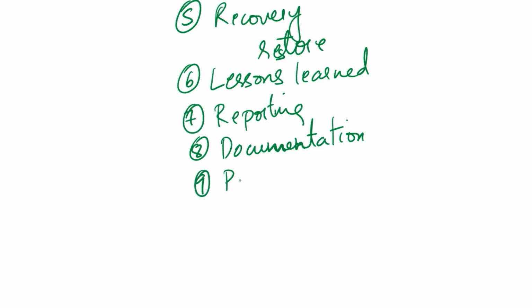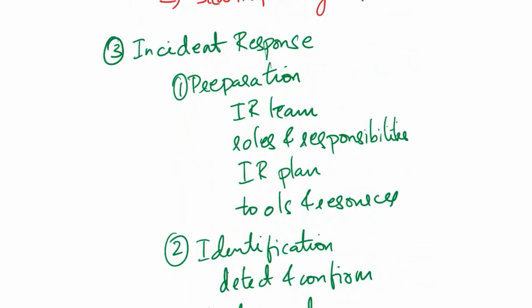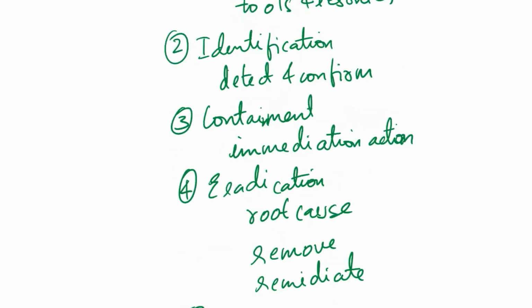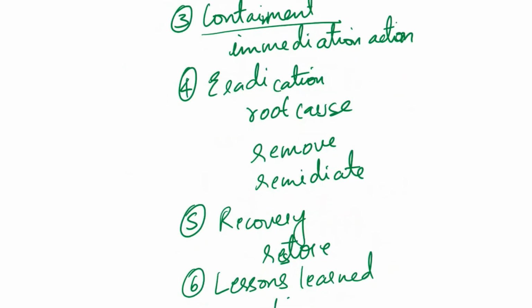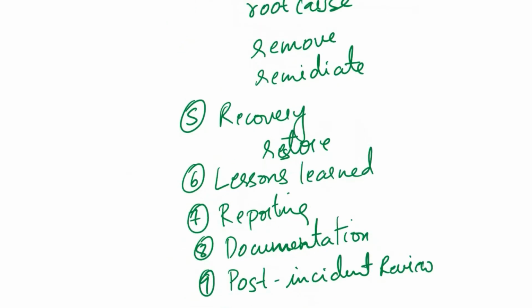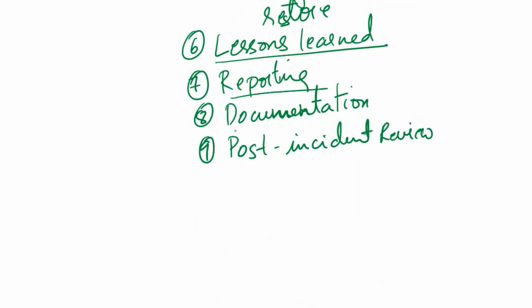Last step is post incident review. Here we evaluate the overall response, identify areas for improvement, and update incident response procedures and policies. So, the first step is preparation, then identification, containment, that is immediate action to contain the incident, eradication, remove it completely, then it is recovery, lessons learned, reporting, documentation, and post incident review.